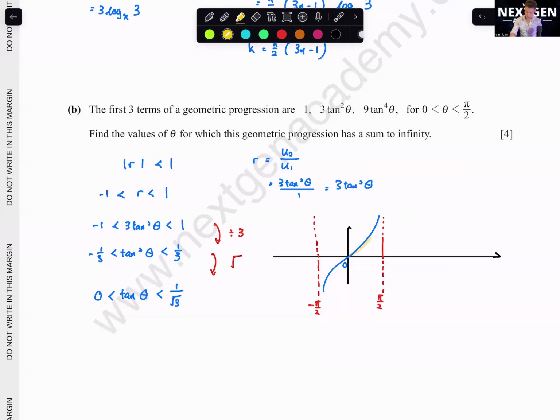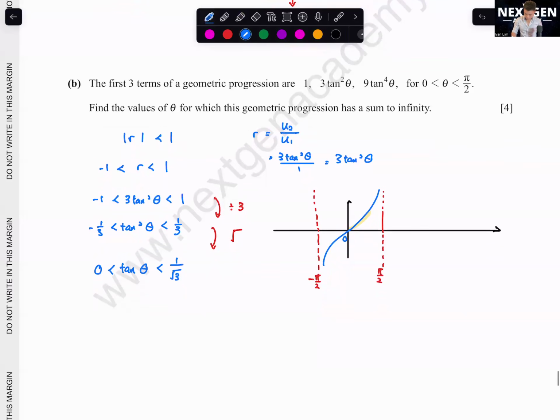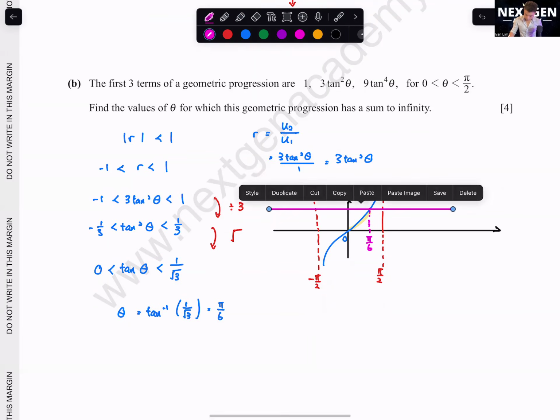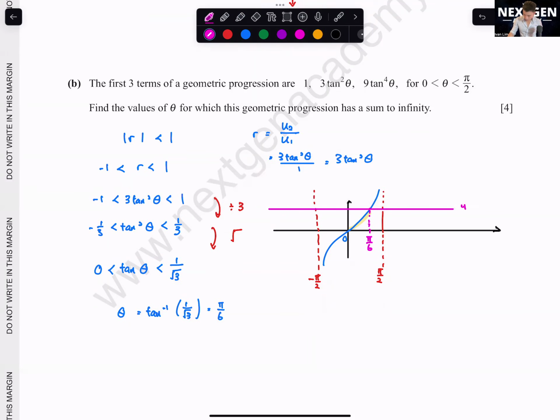So I want you all to solve for this one here. Theta is equal to inverse tangent 1 over root 3, which is pi over 6. Where is pi over 6? Probably somewhere in the middle here. We don't know exactly where it is, but we just roughly estimate. So the value that we want is until here. Here is your y equals 1 over root 3.